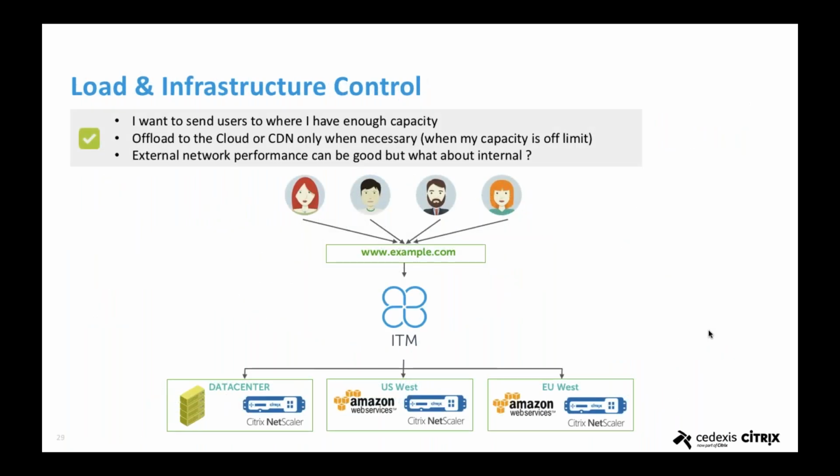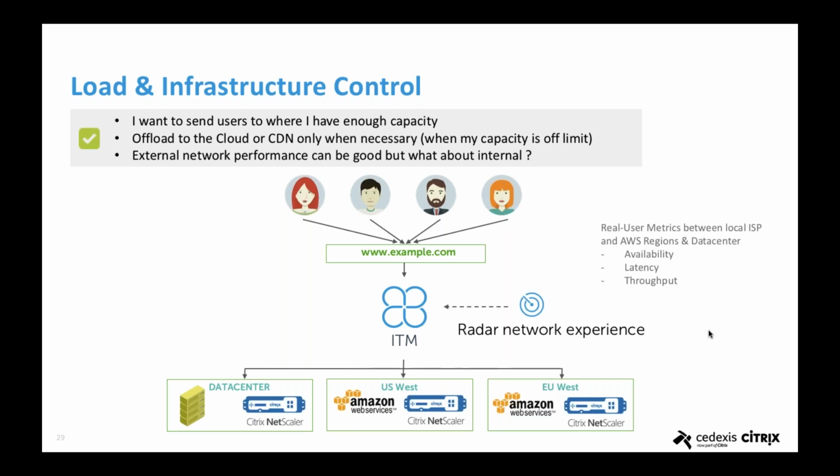To illustrate this principle, here is an example of delivery where we take into account the load of the infrastructure, and the idea is to potentially offload traffic when it's necessary from one endpoint to another one. In this example, we've got two AWS regions with a local NetScaler to do the local load balancing, and a private data center that can also get the traffic. The Radar monitoring is going to collect the latency and the availability to reach these different cloud regions based on real user feedback.